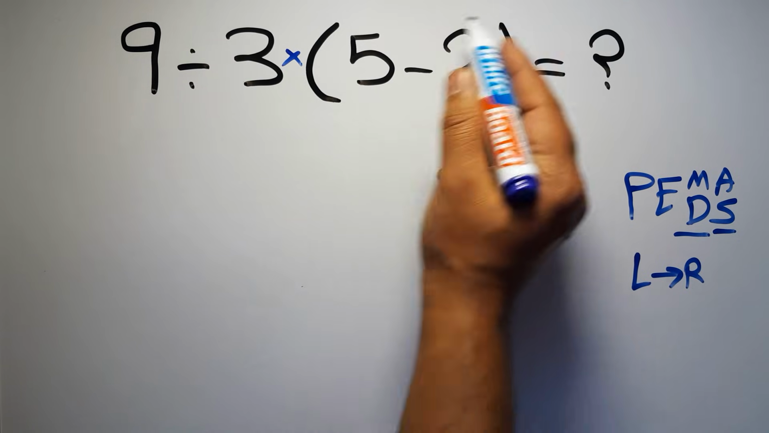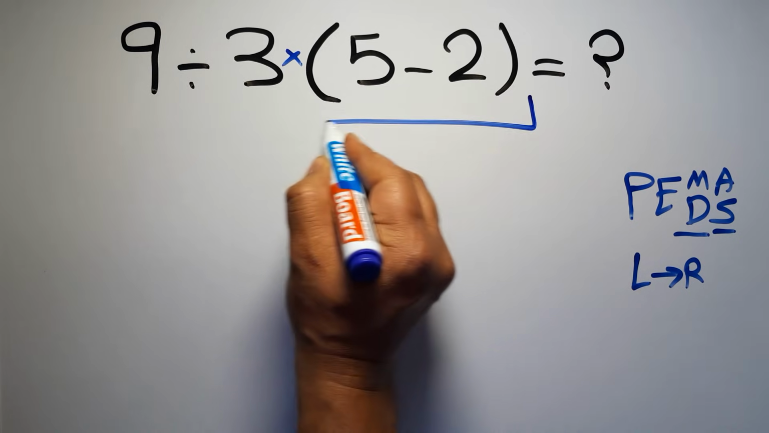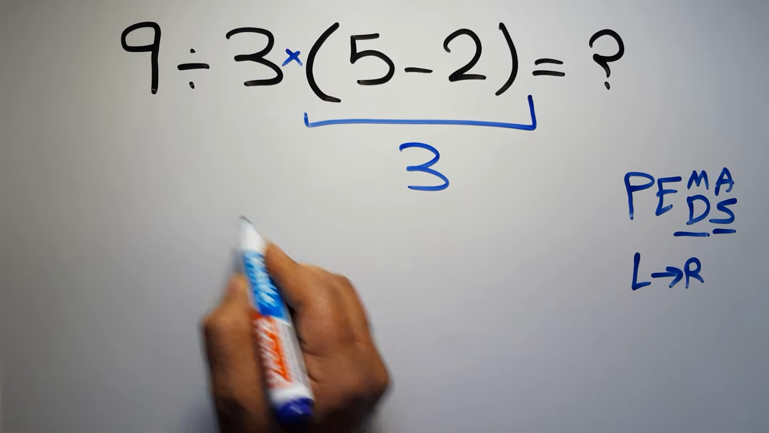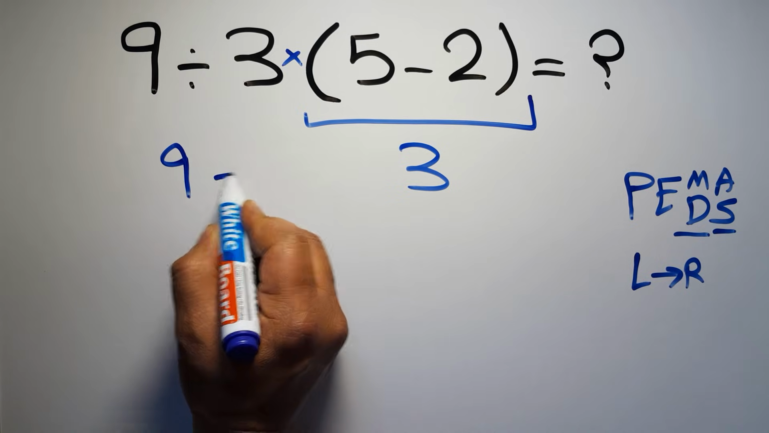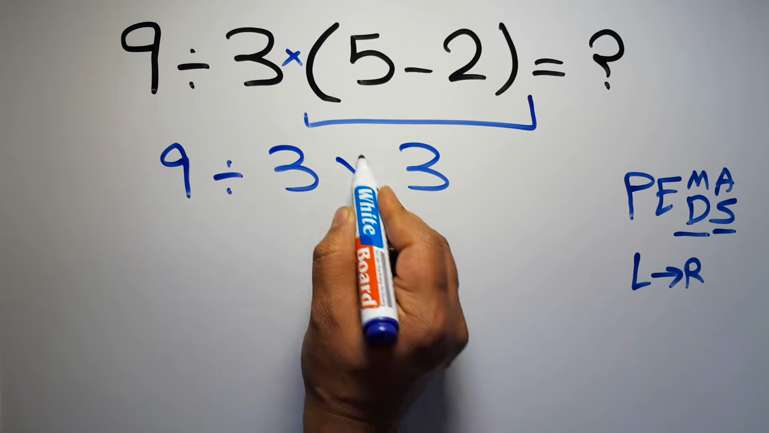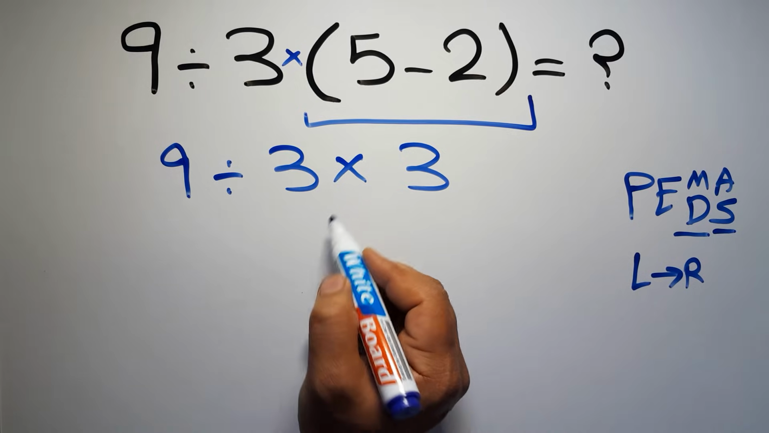So first we have to do this parenthesis. Inside this parenthesis we have 5 minus 2, which equals 3. So 9 divided by 3 times 3. 9 divided by 3, then times 3. Now we have one division and one multiplication.